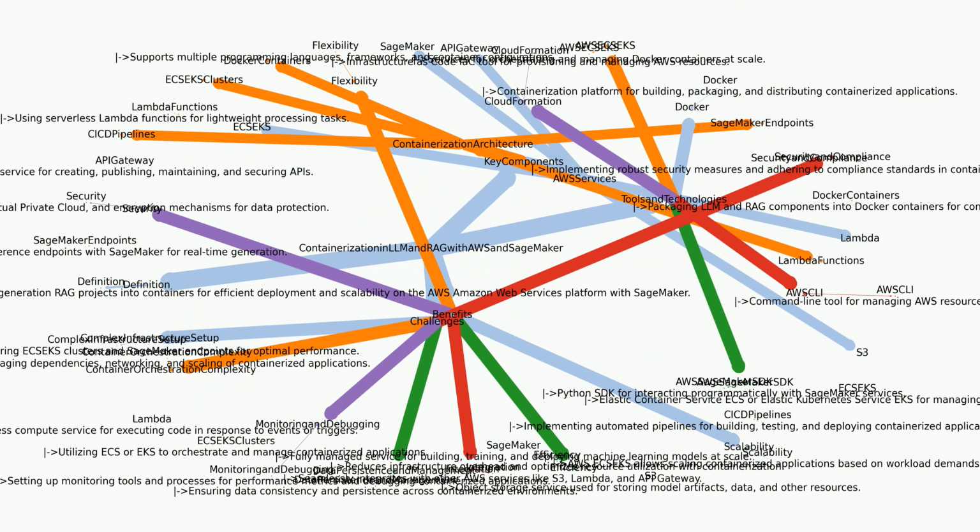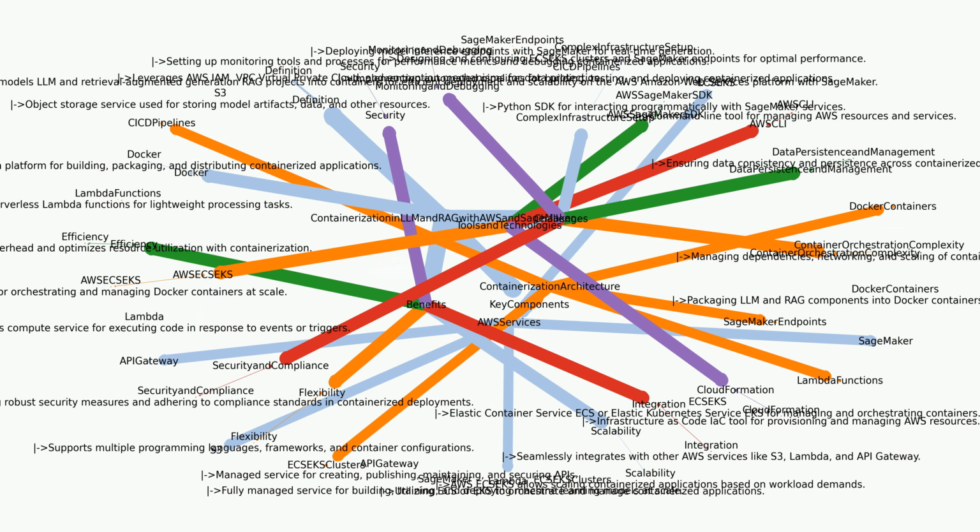ECS/EKS clusters, utilizing ECS or EKS to orchestrate and manage containerized applications. SageMaker endpoints, deploying model inference endpoints with SageMaker for real-time generation. Lambda functions, using serverless Lambda functions for lightweight processing tasks. CI/CD pipelines, implementing automated pipelines for building, testing, and deploying containerized applications.